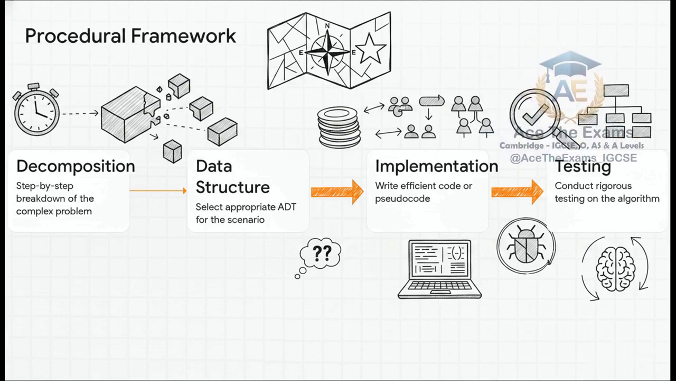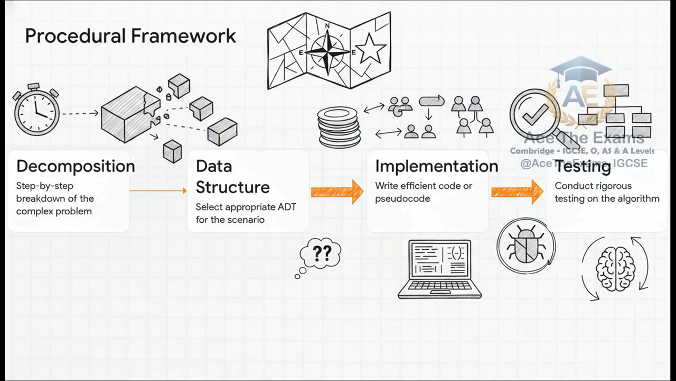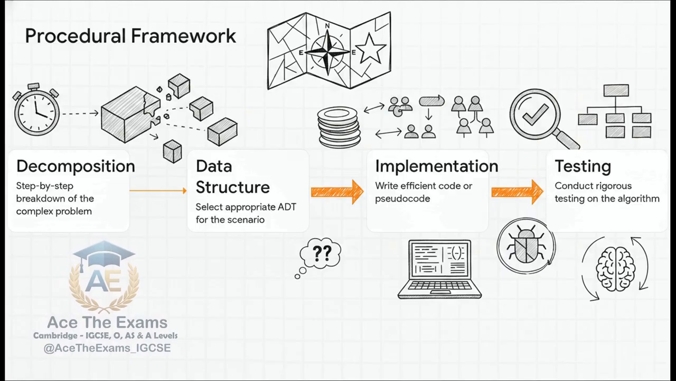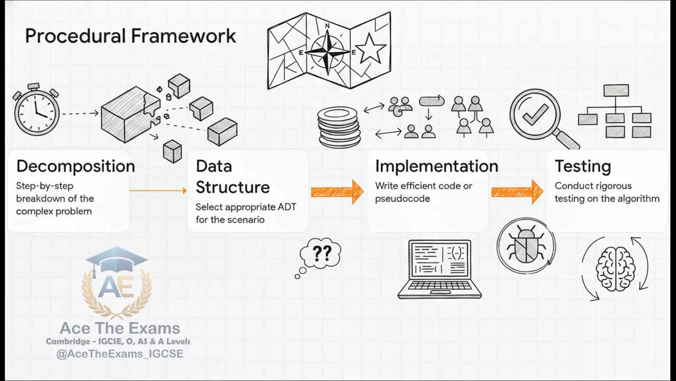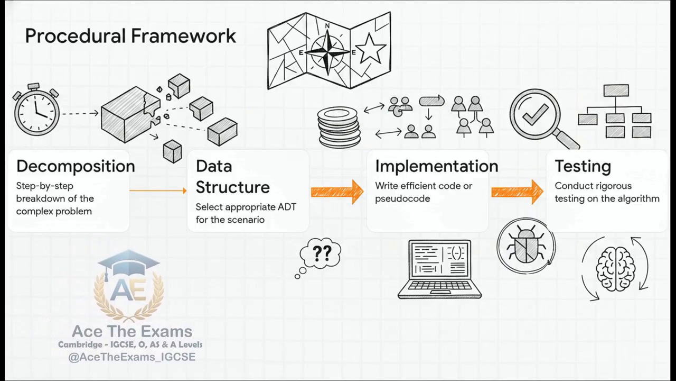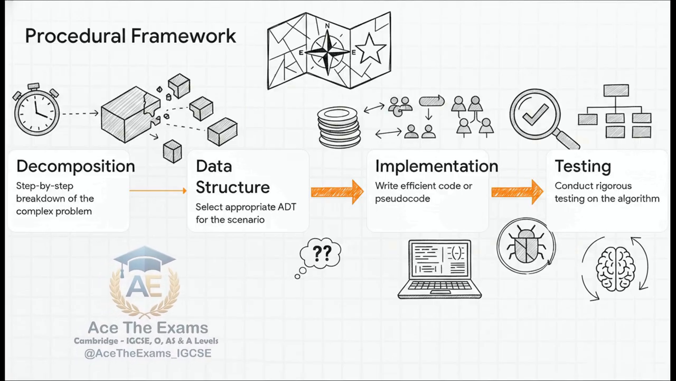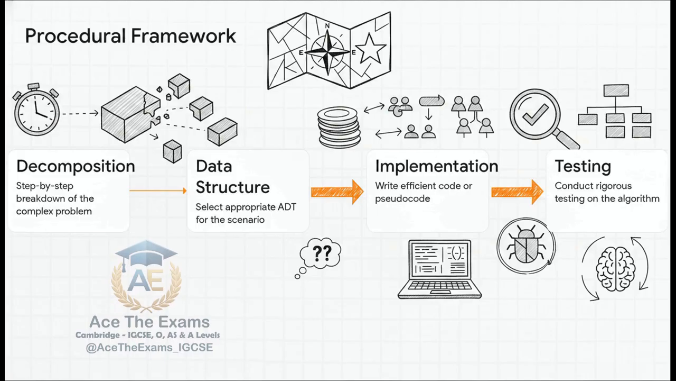Step 2, appropriate data structure selection. Why are you choosing to use a stack instead of a queue for this specific problem? You cannot just guess. You need to explicitly justify it based on the data flow. Step 3, efficient code implementation. Writing clean, highly logical pseudocode or program code that directly addresses the prompt. Step 4, rigorous testing. Identifying exactly how you would verify this ADT works under pressure using trace tables.